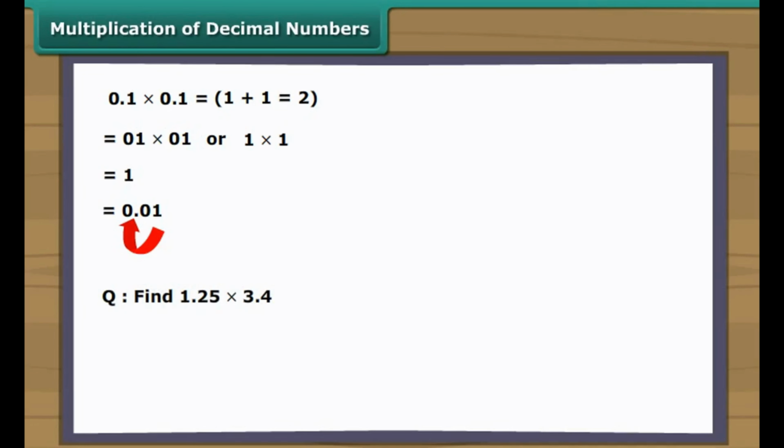Let us find now the product of 1.25 and 3.4. These are first multiplied as whole numbers, that gives 4,250. There are total 3 digits on the right side of the decimal points in the given decimal numbers. Counting 3 digits from the rightmost digit in the number, the decimal point is placed before 2. Thus, we get 4.250 as the answer.